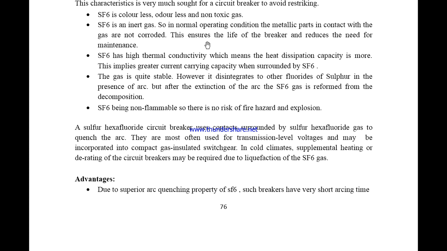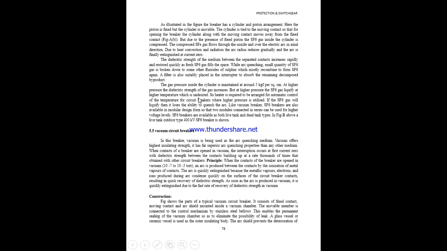So these are some of the best advantages. In cold climates, supplementary heating or derating of the circuit breakers may be required due to liquefaction of SF6. This is one of the disadvantages in this case. So this is a diagram which is being used for it.